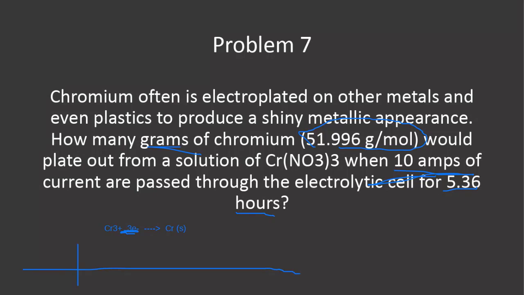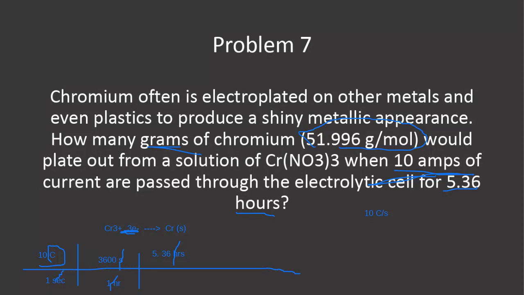This time, again, I'm going to start with the amps, which I'm going to convert to coulombs per second. So we have 10 amps, which is also 10 coulombs per second, right? So 10 coulombs, 1 second. We want to cancel out the second. We have 3,600 seconds in 1 hour. And we are doing this for a duration of 5.36 hours. Now our time units cancel. We have our seconds canceling here, and our hours canceling here. So now we have to deal with the coulombs and then get to mass, right?